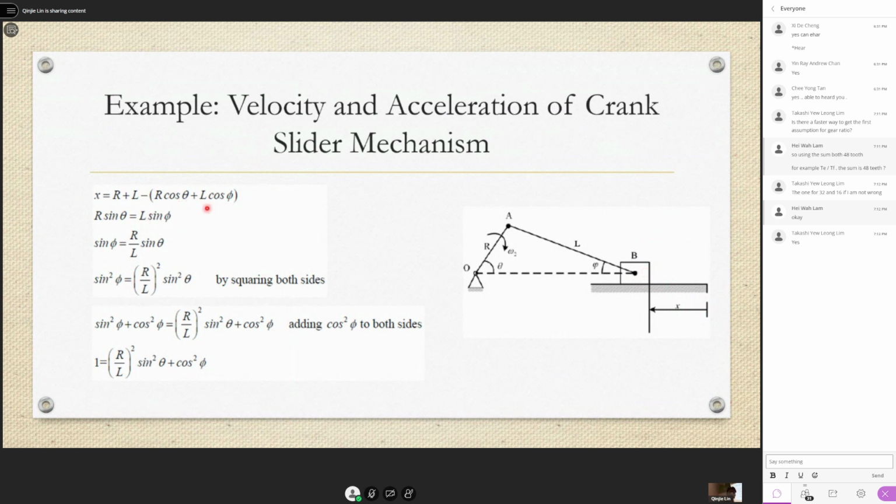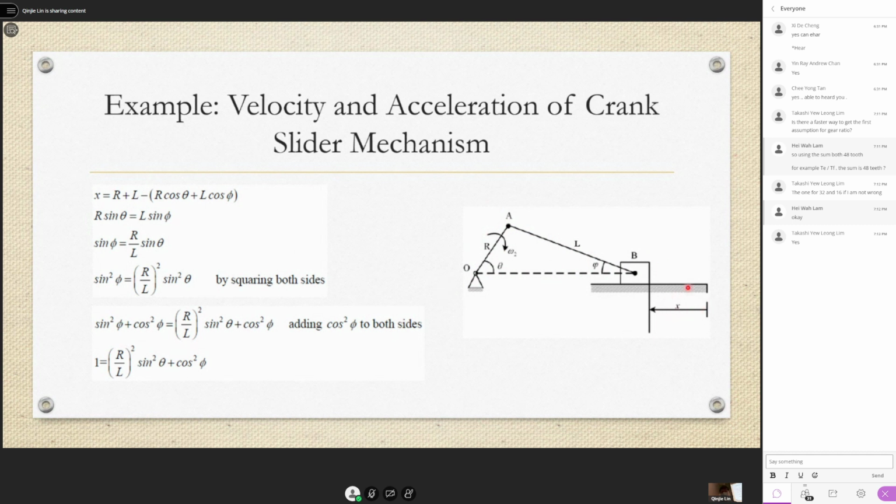You'll go through some mathematics. Basically, X is equal to R plus L. R is the length of this crank, and L is the length of the connecting rod. Basically, you add R and L together, and it describes the entire distance. Imagine they are a straight line; if you add R and L together, it's the whole thing.